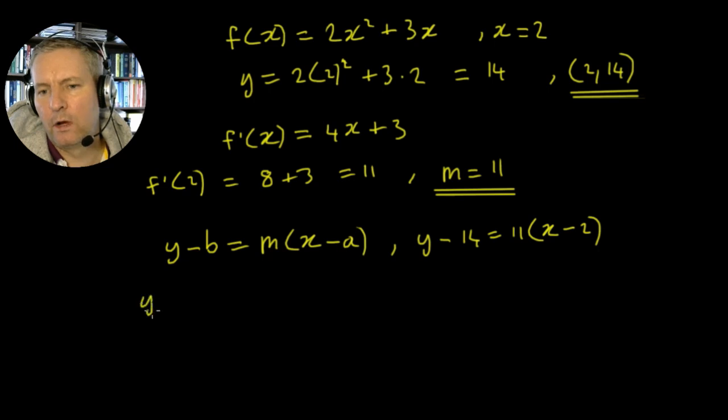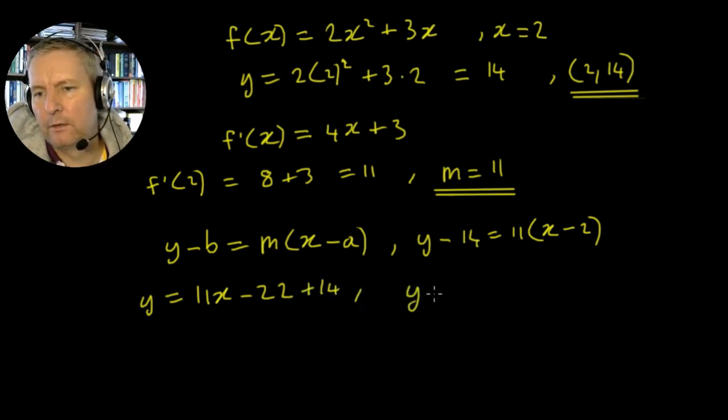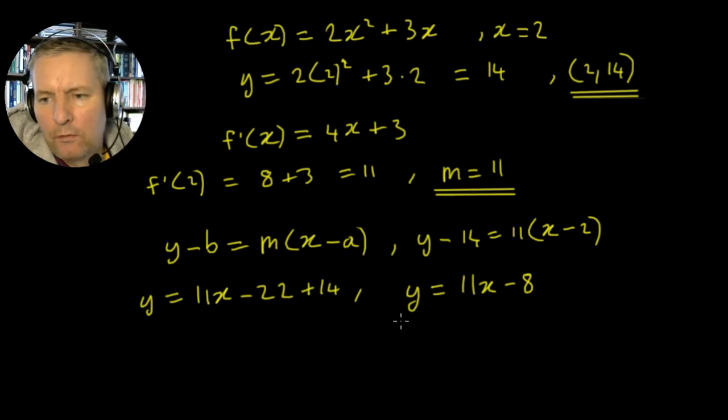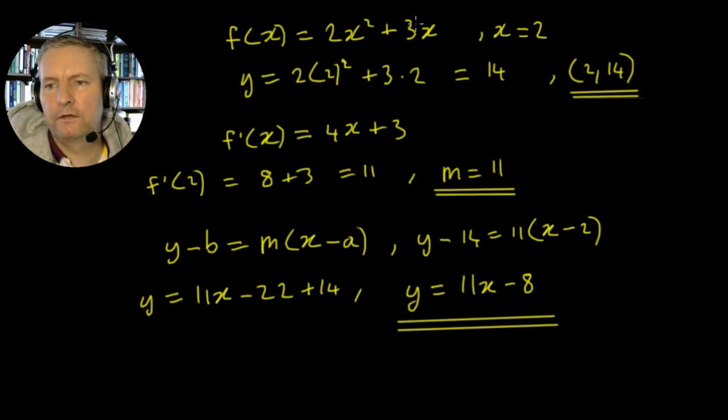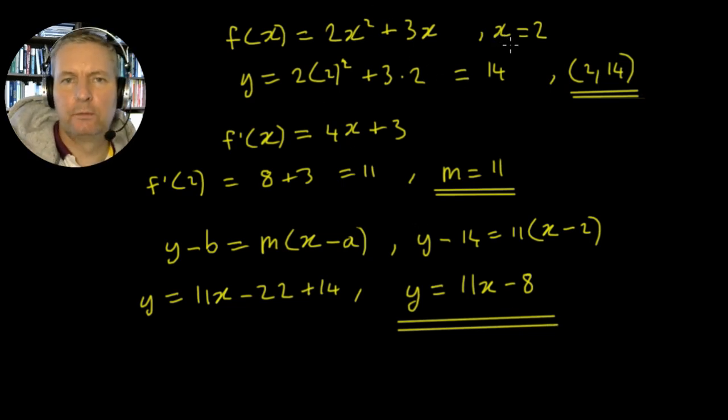Then we'll multiply out the brackets on the right hand side, it's going to be 11x minus 22, and we can take the minus 14 across to the other side, which becomes plus 14. So therefore y is equal to 11x, minus 22 plus 14 is minus 8. So this here is the equation of the tangent to this function at the point x is equal to 2.